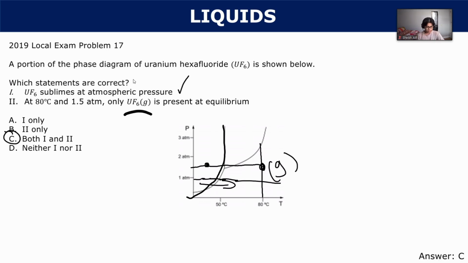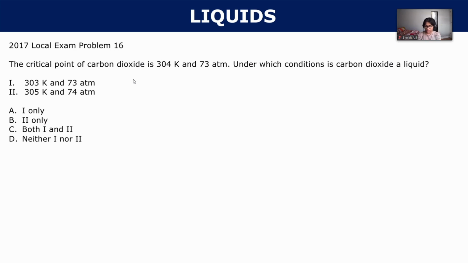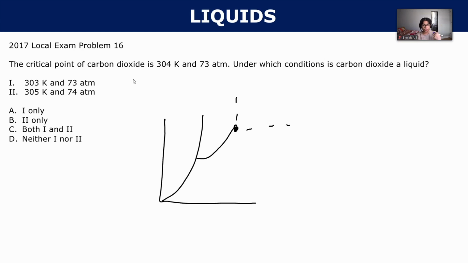And we are correct. Moving on, the critical point of carbon dioxide is 304 Kelvin and 73 atmospheres. Under which conditions is carbon dioxide a liquid? Remember what a critical point is. So if you have your phase diagram like this, your critical point is going to be right here. At temperatures above and pressures above this, you're going to get a supercritical fluid. The liquid's going to be here, gas over here, and the solid's over here. This represents pressure, this represents temperature.